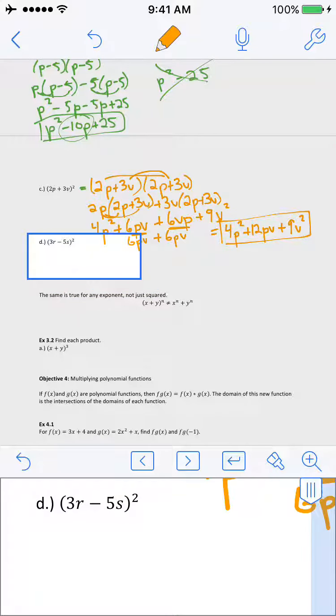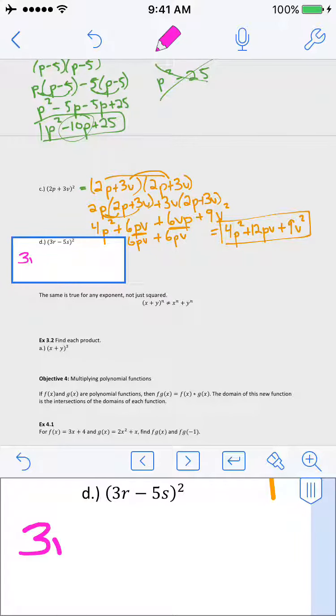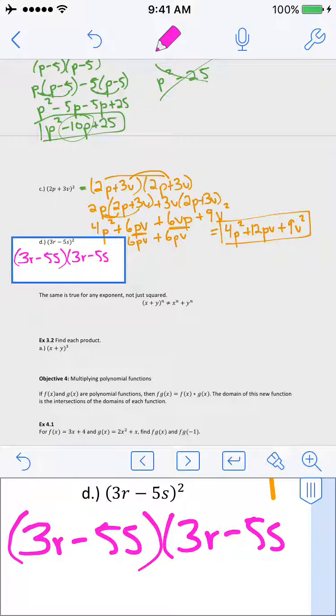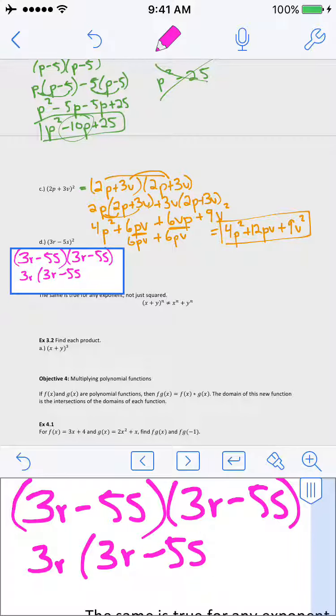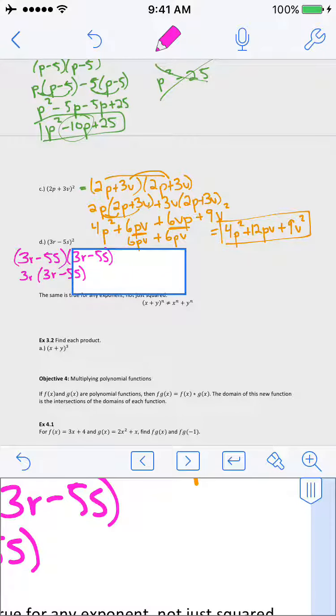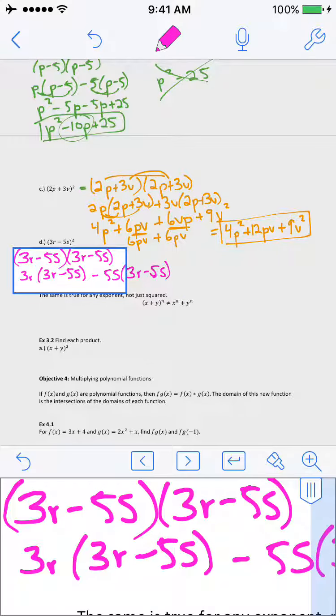Let's try one more just to really hammer that home, right? We're not going to say it's 9r squared minus 25s squared because that's distributing and we don't want to kill any kittens. So let's do 3r minus 5s times 3r minus 5s. All right. In other words, we're going to multiply each one of these as a monomial. Right, so we'll multiply the 3r to the second binomial, and we'll multiply the minus 5s to the second binomial. It's not ss, it's 5s.